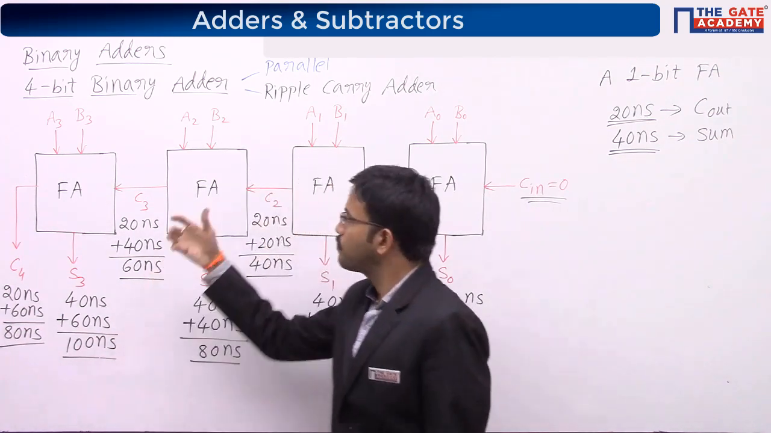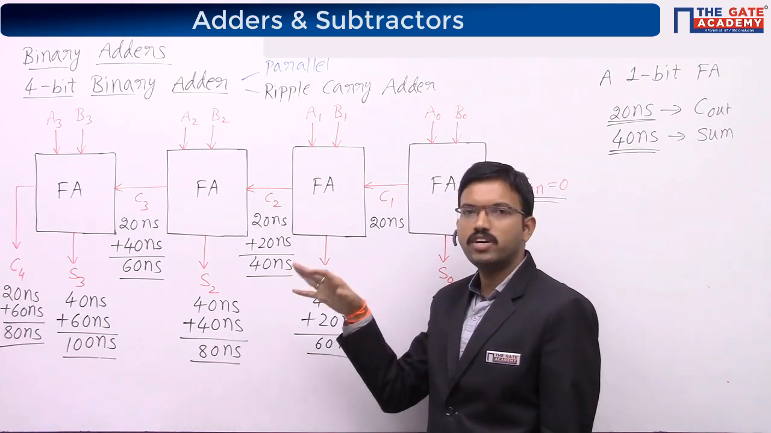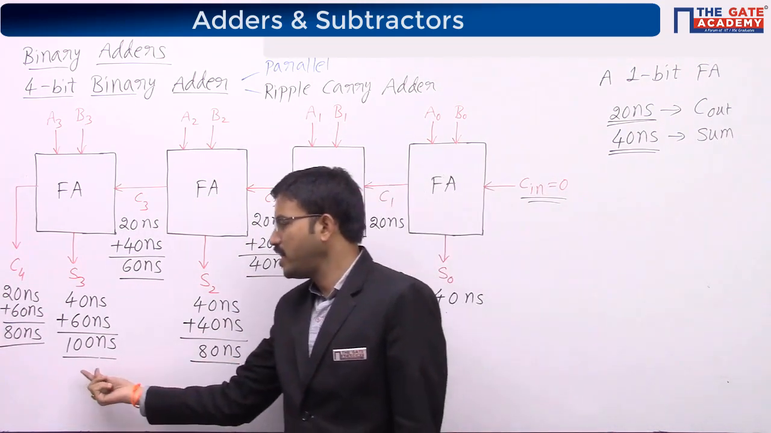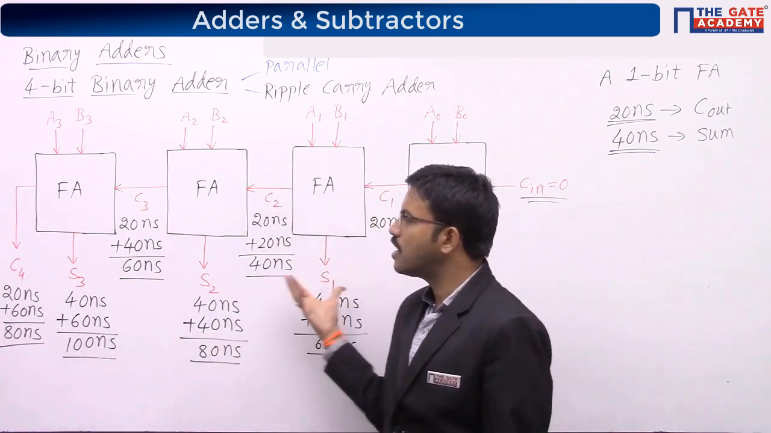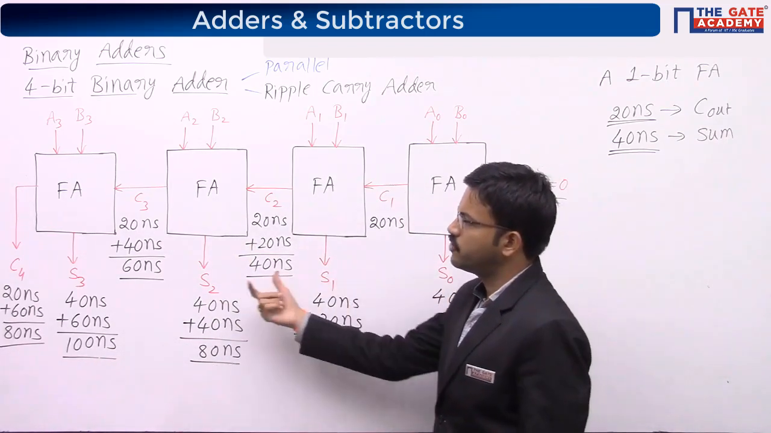That means, see, the moment you are giving the inputs, you will get some output here, but that may be a valid one or may not be a valid one. But if you wait for 100 nanoseconds, then whatever the answer you are getting, that will be the value, like that. That is the meaning. Okay, this is for 4-bit case.